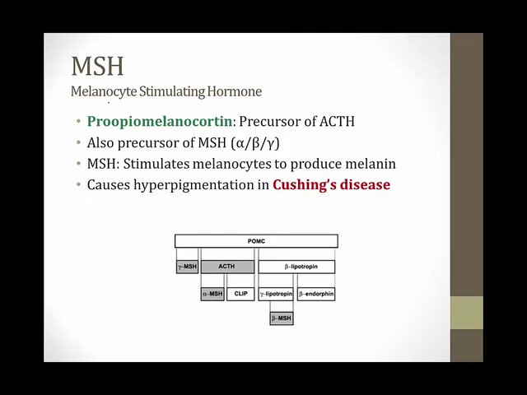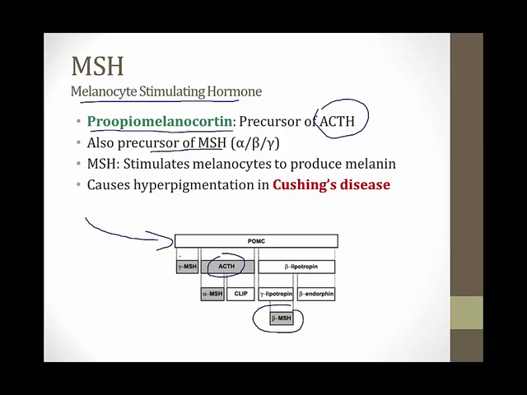The first one is MSH, which is melanocyte stimulating hormone. This is a hormone that can stimulate melanocytes in the skin. That's how it gets its name. There is a prohormone produced by the pituitary gland called pro-opiomelanocortin. It is a precursor of ACTH, which stimulates cortisol production from the adrenal glands. It is also a precursor of several forms of MSH. If you look at this picture at the bottom of the screen, POMC is formed and it is split into ACTH as well as several forms of MSH.